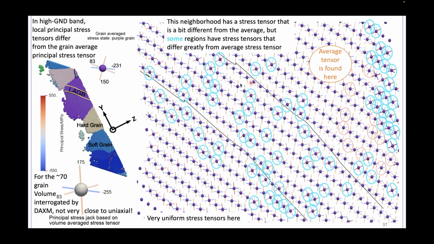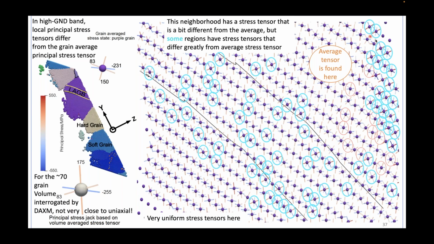When we look at the actual stress tensor location by location, we see some interesting features. First of all, this average value is only found in a few places in this particular slice, in this particular neighborhood, right around here. Most of the rest of the ones that are close to it are tilted a little bit counterclockwise from the way it looks in the average.